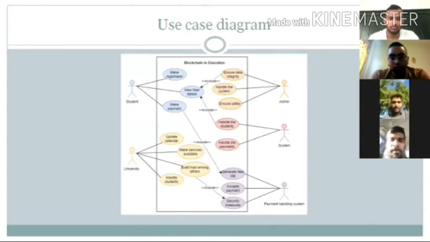By using a case study, you can explain what it's like to use blockchain in education. When it comes to students, there are three major factors: make registration, make payment, and view their details. That is by using a blockchain. But without the blockchain, it would be like making a registration, making a payment. You can't view your details.